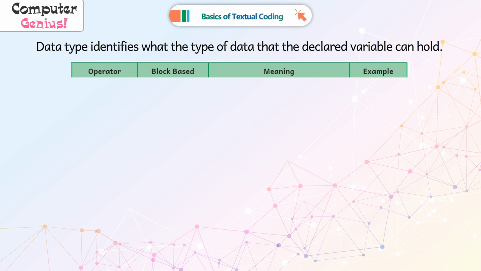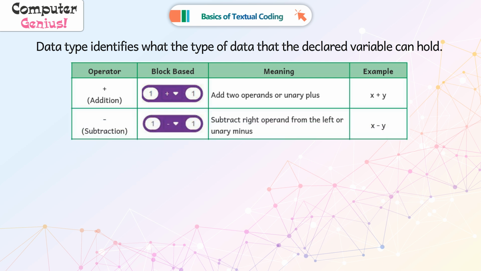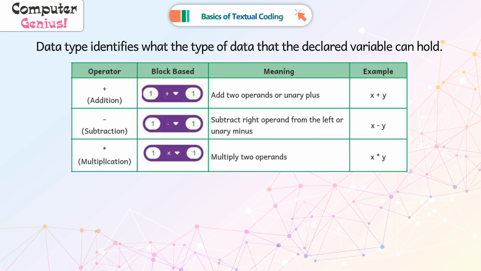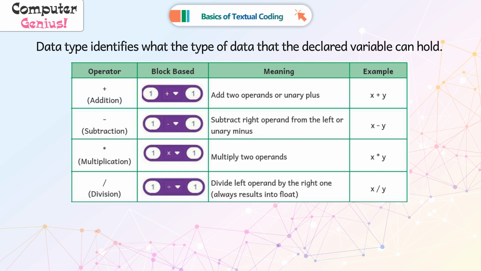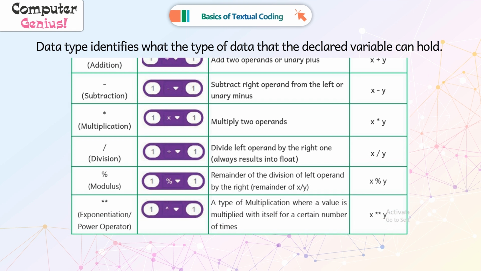Operator, block-based, meaning, example. Addition: add 2 operands or unary plus, x plus y. Subtraction: subtract right operand from the left or unary minus, x minus y. Multiplication: multiply 2 operands, x multiplied by y. Division: divide left operand by the right one, always results in float, x divided by y. Modulus: remainder of the division of left operand by the right, x modulus y.